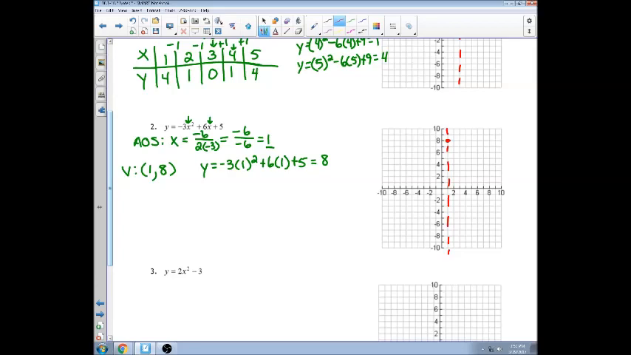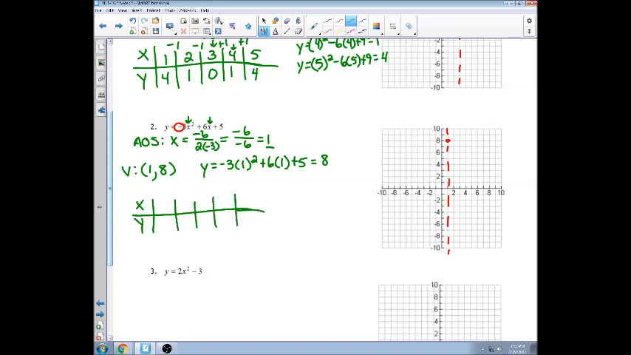Now, remember from the front side, it said if my a is negative, which it is in this case, my graph is actually going to open down. Since my graph is going to open down, it is okay that my vertex is as high as it is on our coordinate plane. Okay. Now that I know what my vertex is, I need to go ahead and make a table to get the rest of my points.